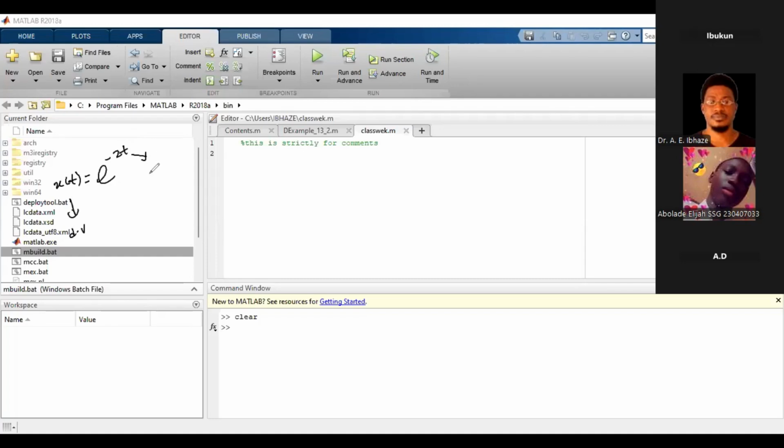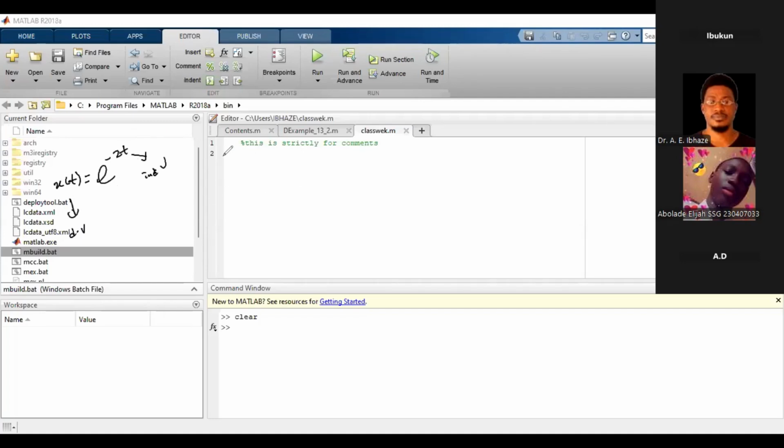Then t is my independent variable, right? So I have to assign values to them. I have to define the range of values I want to take for my independent variable. Then, afterwards, describe the signal, then plot it. Then we'll see what will happen.